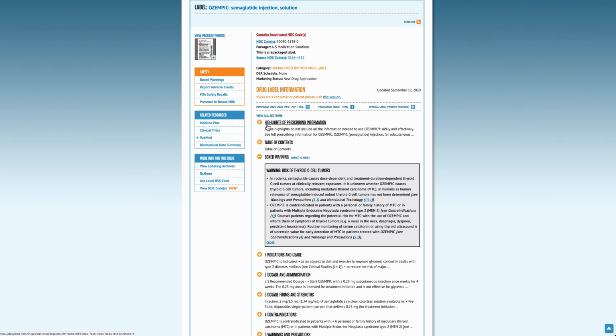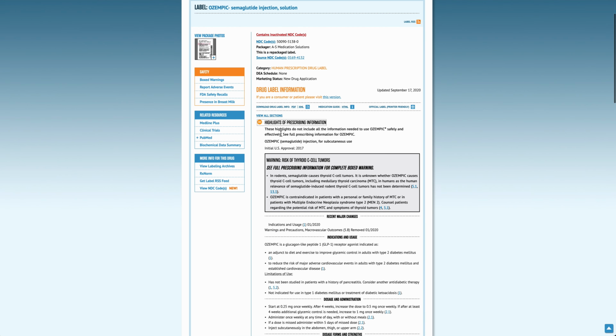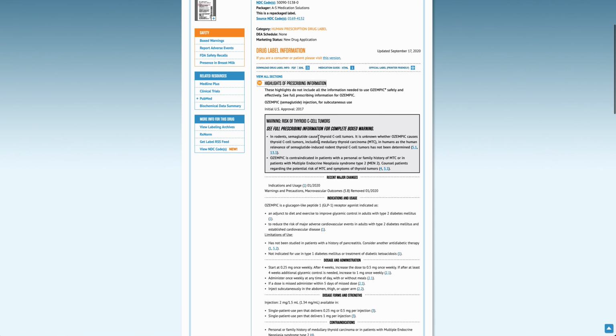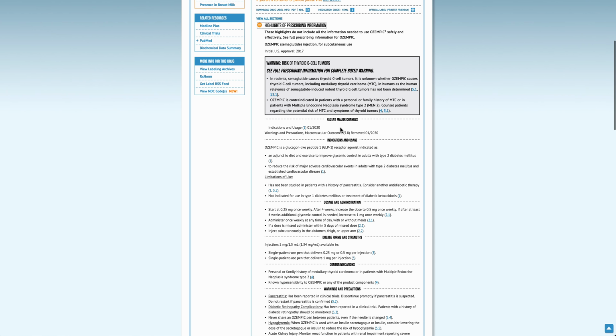You have one section in the American label template which is the highlights of prescribing information. It will give you the information about the warning letter and the recent major changes, because we may change the label a few times per year depending on new information that we may receive related to the safety, efficacy, or quality of the drug.